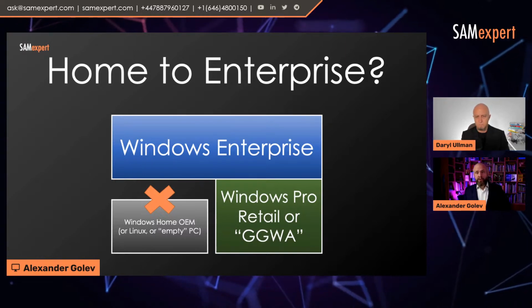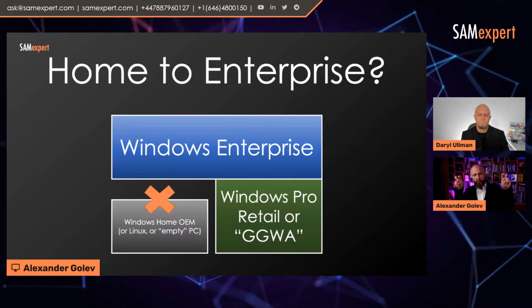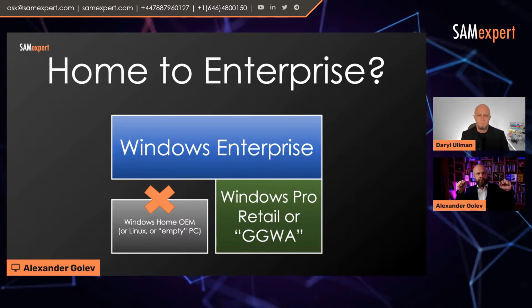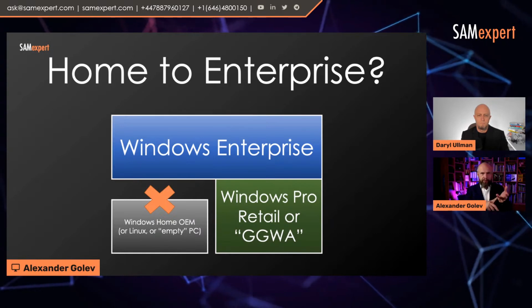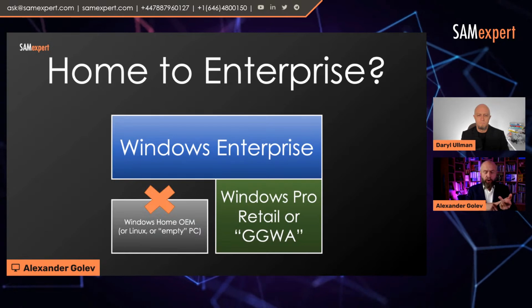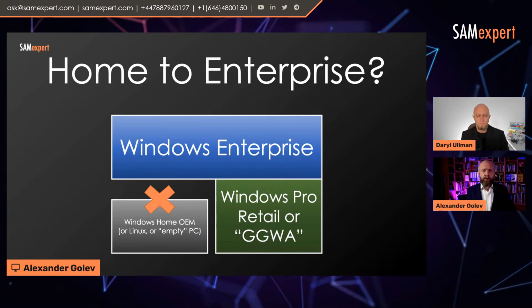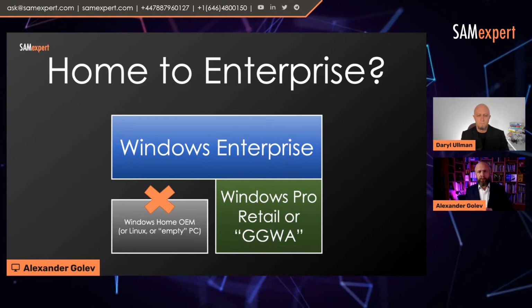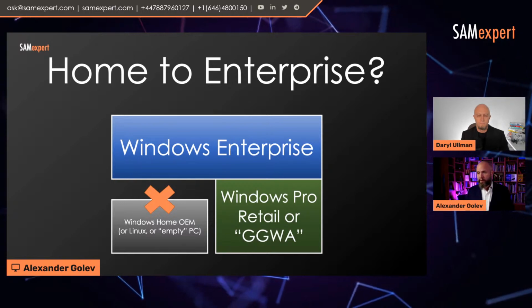Or there's another license called Get Genuine Windows Advantage, GGWA, which is right now not yet available in the CSP channel. You can buy it through other channels. Talk to your LSP. If you are in a situation where you have Linux computers, Windows Home deployed, or empty computers, ask your LSP about GGWA licenses. I would go that route instead of Windows Retail.